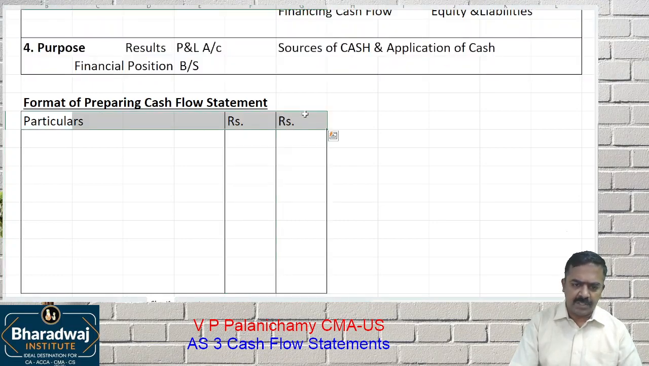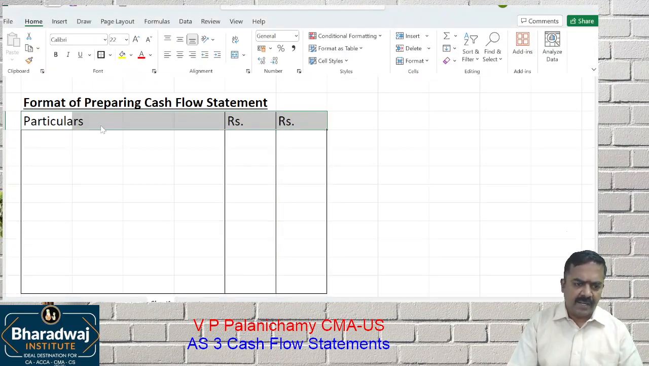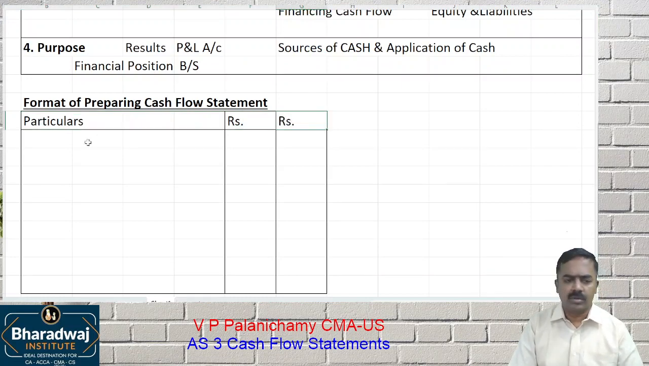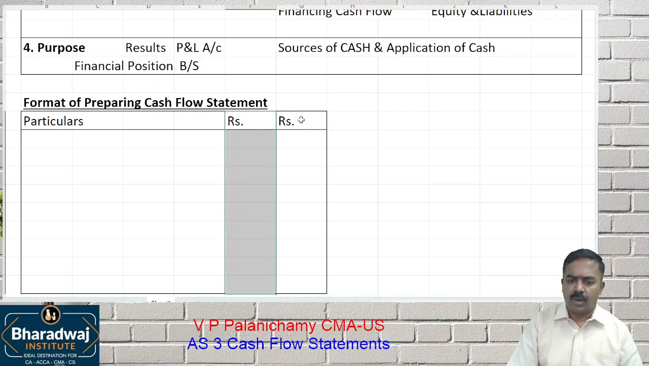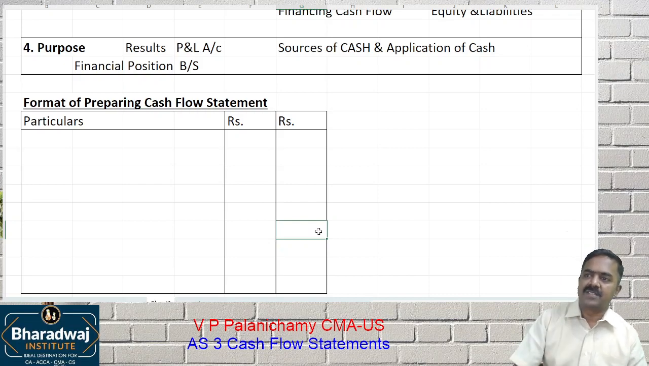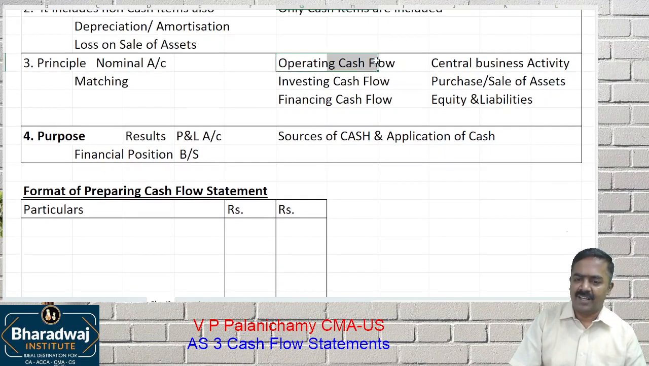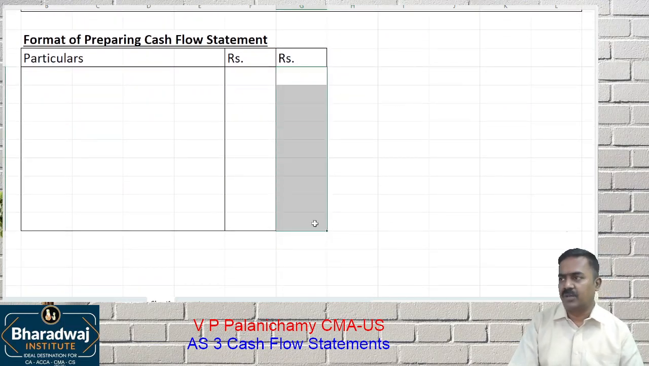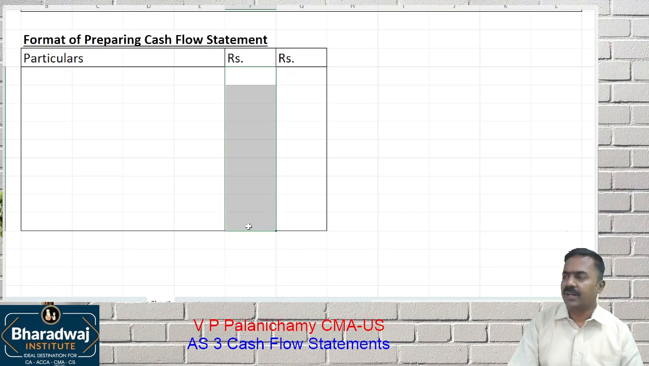This is for examination point of view also. You will maintain particulars and 2 amount columns. The first amount column is for all the workings. The outer column should show only 3 numbers: net operating, net investing, and net financing cash flow. No working should be done in the outer column. All the working should be in the inner column. Plus and minus should be done only in the inner column.